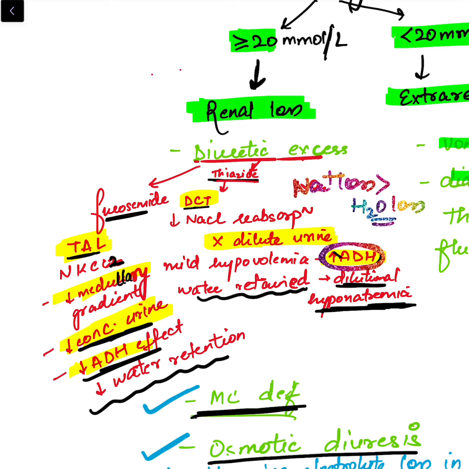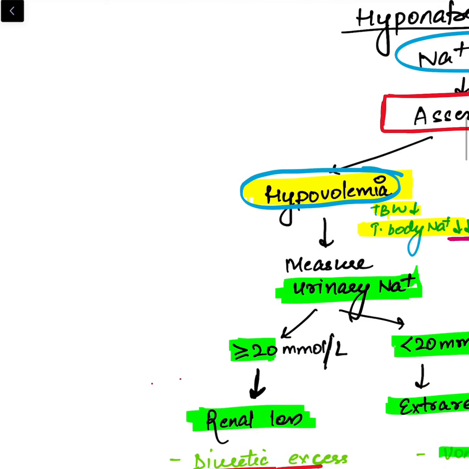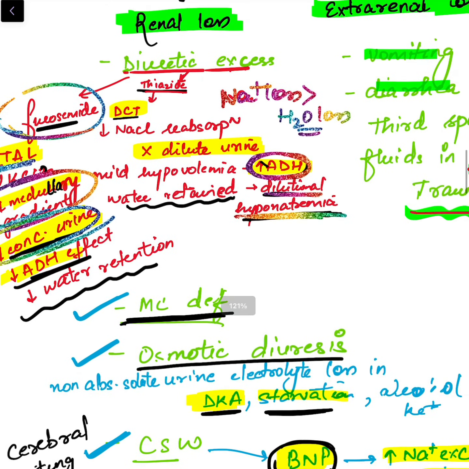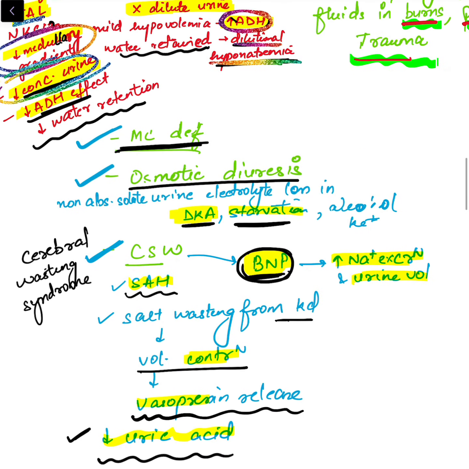This ADH release will cause more water reabsorption, which causes dilutional hyponatremia. On the other hand, furosemide acts on the thick ascending limb of the loop of Henle and inhibits the sodium-potassium-2-chloride channel, and this will decrease the medullary concentration gradient. When the gradient is decreased, concentrated urine formation is decreased, so there is less ADH effect, less water retention, and so less hyponatremia as compared to thiazide. So this is one of the renal causes.